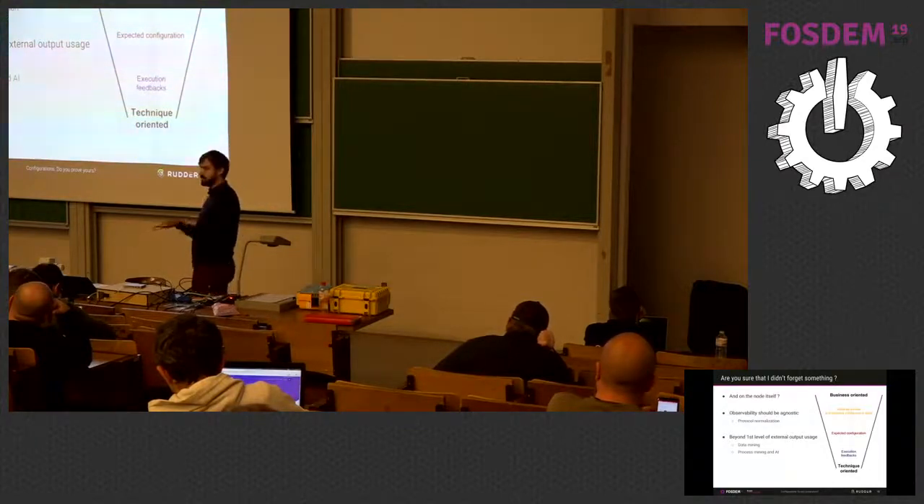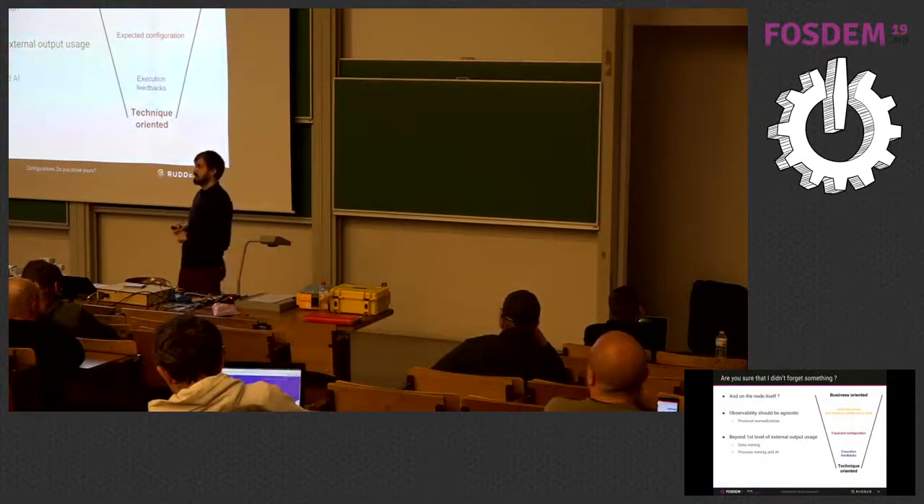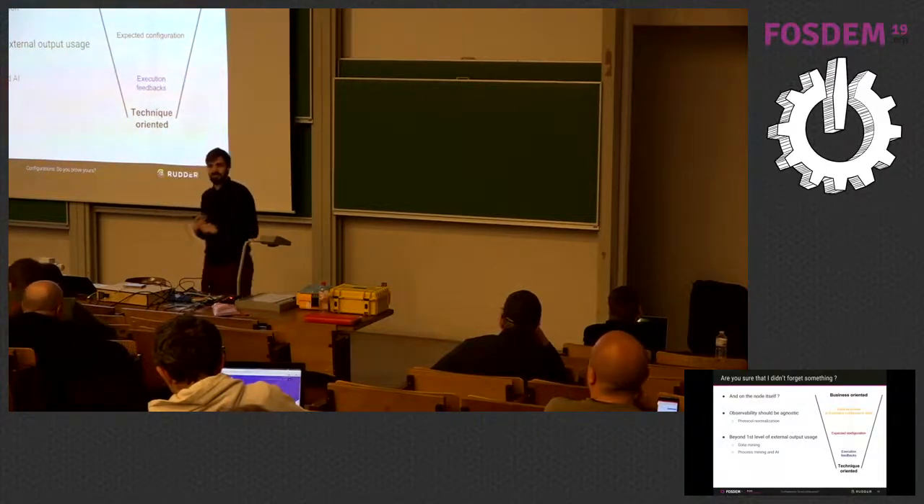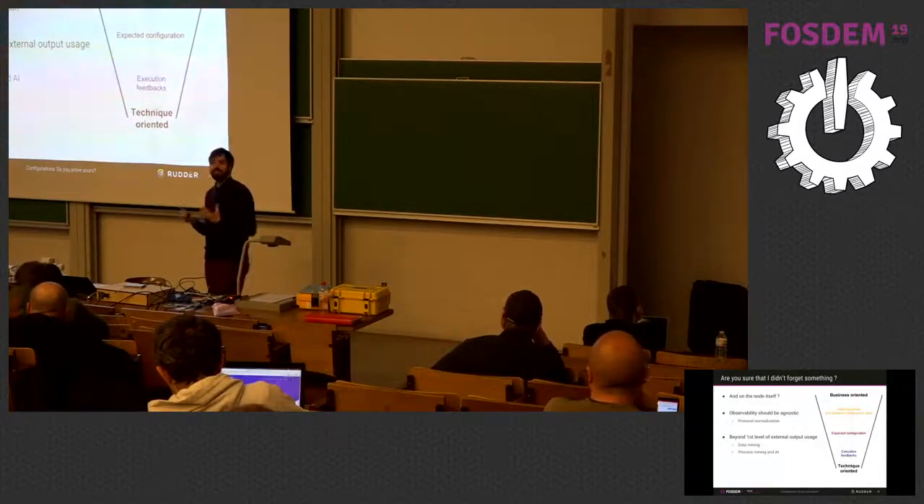Like for example, the previous talk was about MGMT. MGMT is more efficient on this part of observability systems, and so maybe why not move on to this agent. Also, observability should be completely agnostic. We cannot presume about the purpose of what we measure.